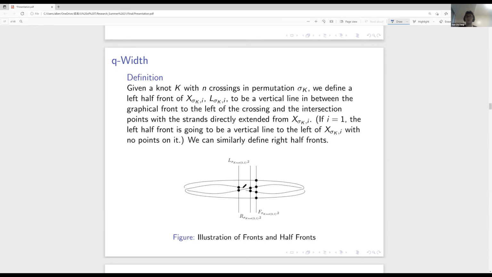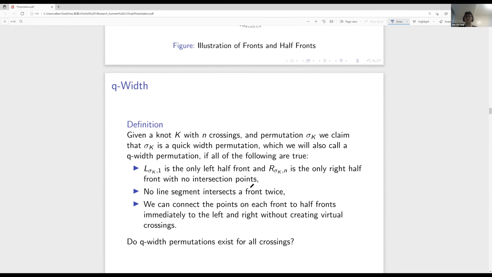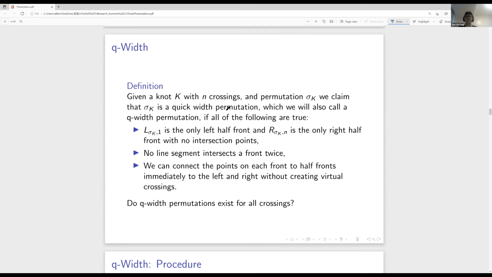In this case, we notice in this crossing, 2 of the line segments go to the left, 2 go to the right. Therefore, the left half front is going to have 2 points. We can define the right half front in a similar manner, and it will have 2 points on it as well. So with that, we can really simplify what our graphical width is going to look like. So we will define a permutation, there should be a comma here.